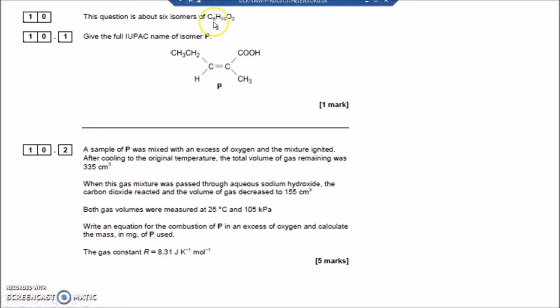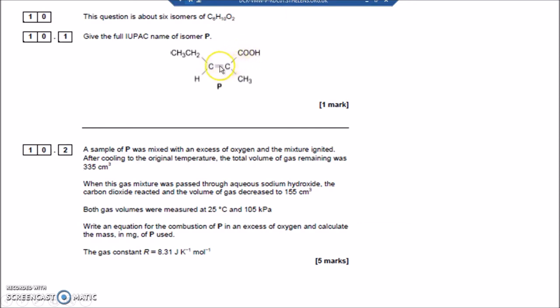Question 10 is about isomers of C6H10O2. We've got one of the isomers, P, here, and they want us to name it. So 1, 2, 3, 4, 5. It's pent. There are five in a line. Pentanoic acid, except it's not an anoic acid, it's not an ane, it's an ene. Pentenoic acid. If the carboxylic acid group is at number 1, then the enoic acid, the ene bit, is at carbon number 2. So pentenoic acid. The ene, E-N-E, and the O, I need to drop the E.